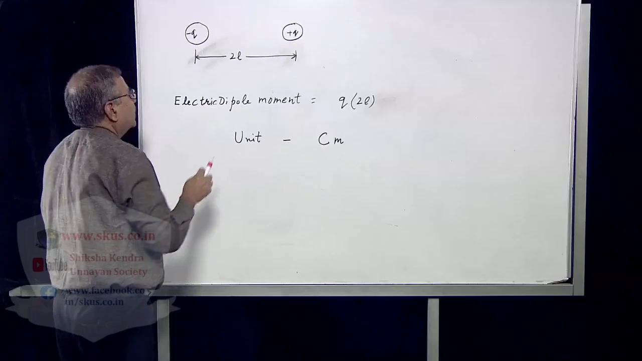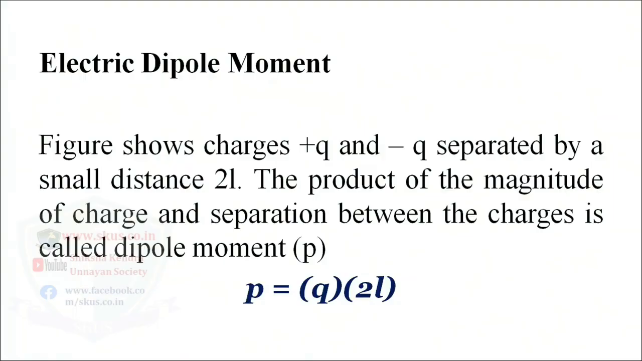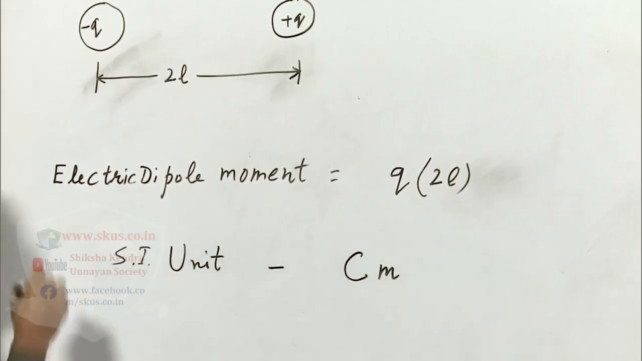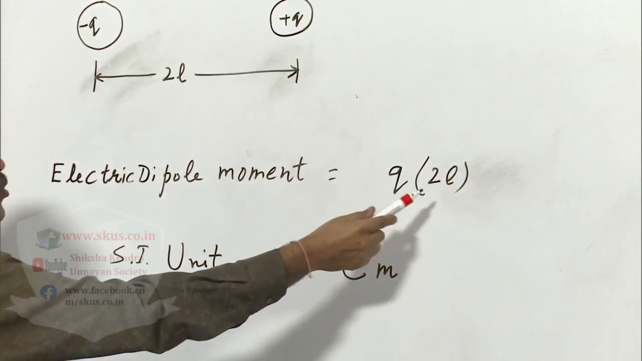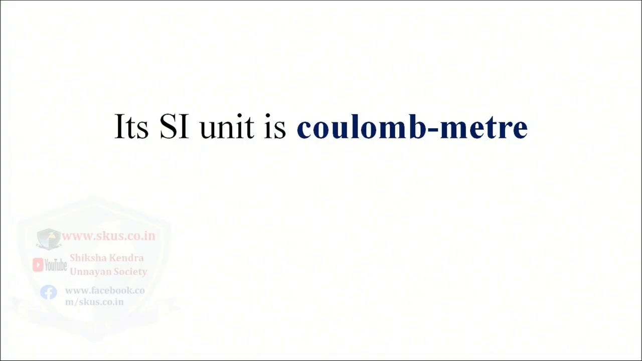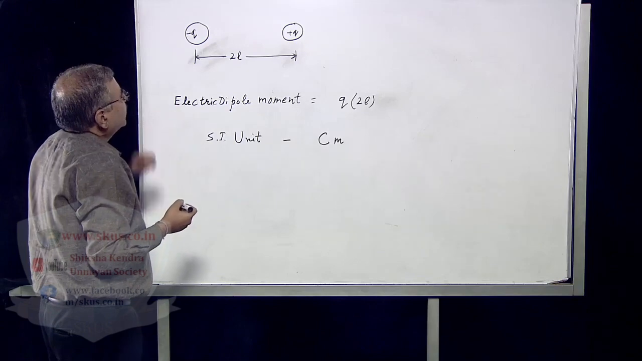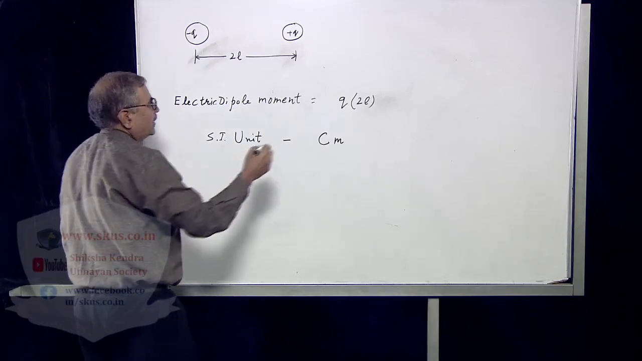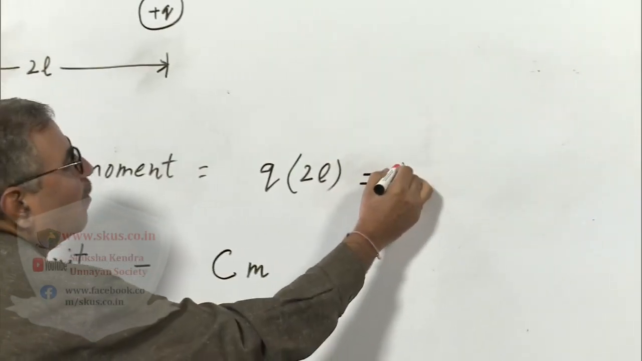Now, let us calculate the electric dipole moment in this case. Electric dipole moment will be equal to either charge into the distance between them. So, it will be q into 2L. Now, the SI unit of the dipole moment will be the unit of q into the unit of 2L. q is measured in coulomb and 2L is measured in meters. So, SI unit will be coulomb meter. Now, this electric dipole moment is represented with symbol P. So, let us write it down here. It is equal to P.